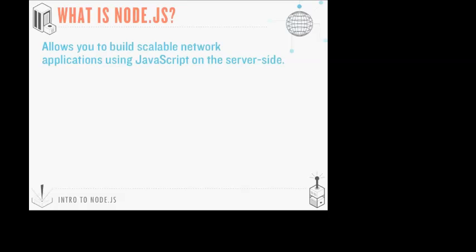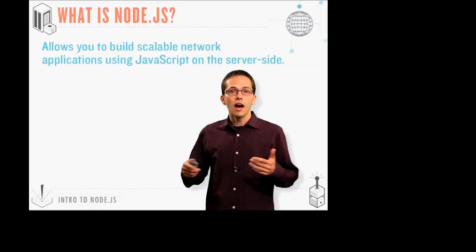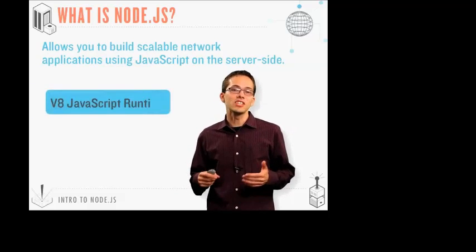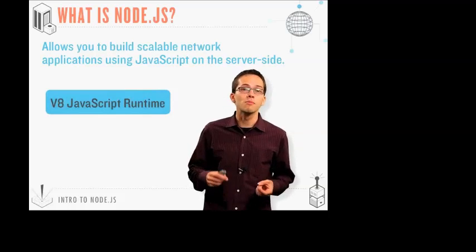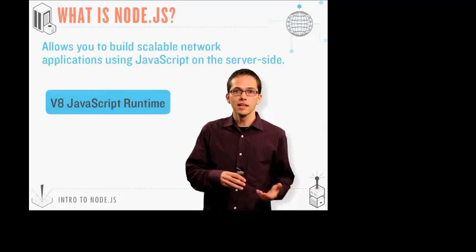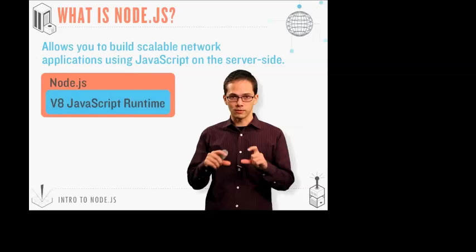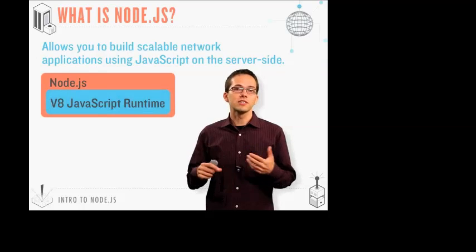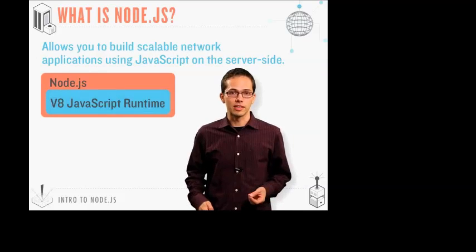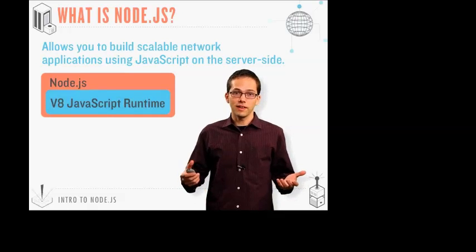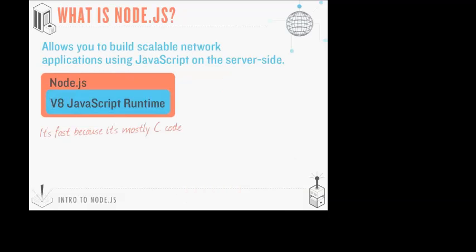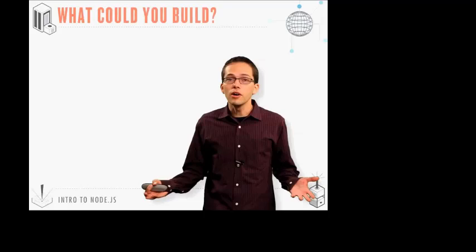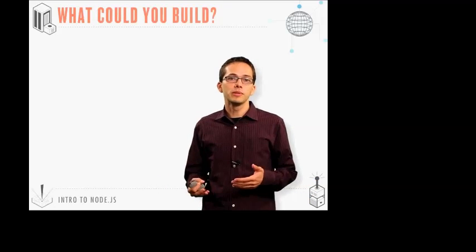Node.js allows you to build scalable network applications using JavaScript on the server side. Underneath the covers of Node, you're going to find the V8 JavaScript runtime. This is the same runtime that is used in your Chrome browser on the client side. What Node does is provide a wrapper around this engine, providing additional functionality for building network applications. It's really fast. Why is it fast? Well, if you looked under the covers of Node and this runtime, you'd find it's all written in C, which obviously is very fast.